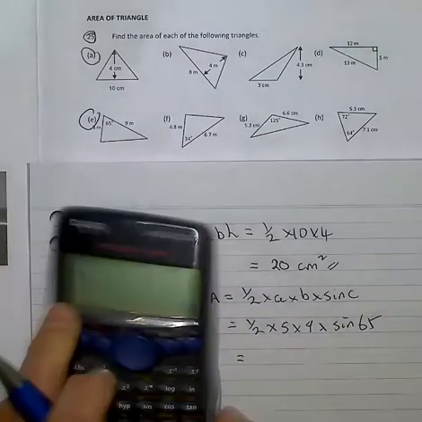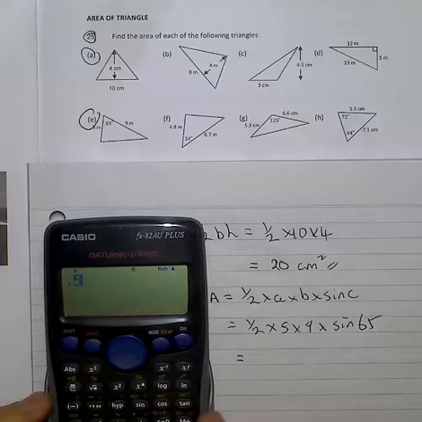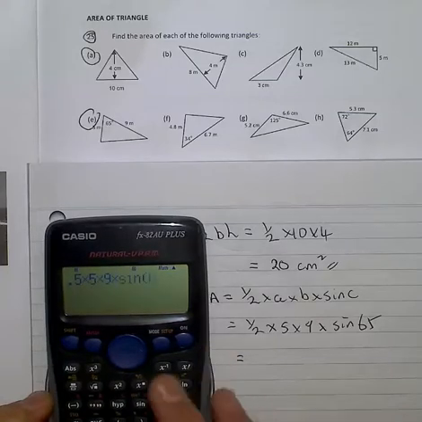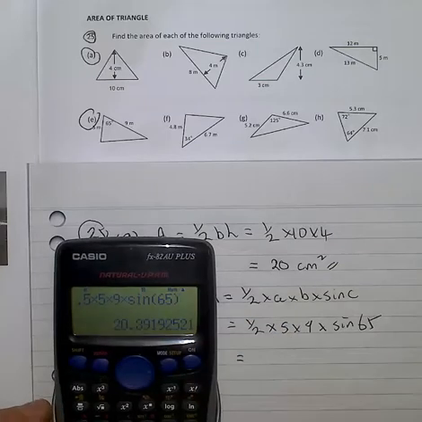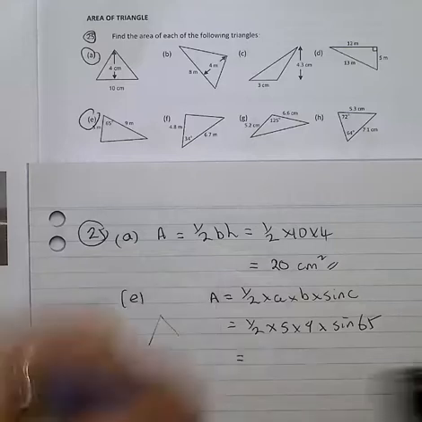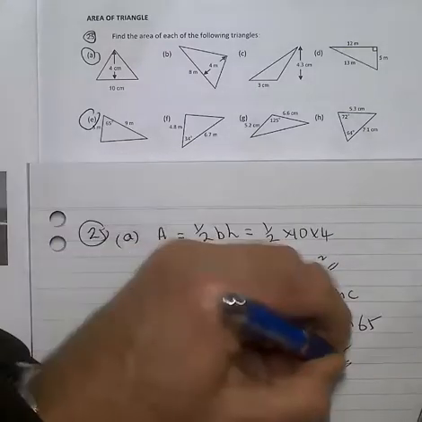And on our calculator, we do that in the following way. I always put 0.5 because it's easier. Making sure you're still on degrees. And that will give me an answer of 20.39 centimetres. Centimetres squared, I should say.